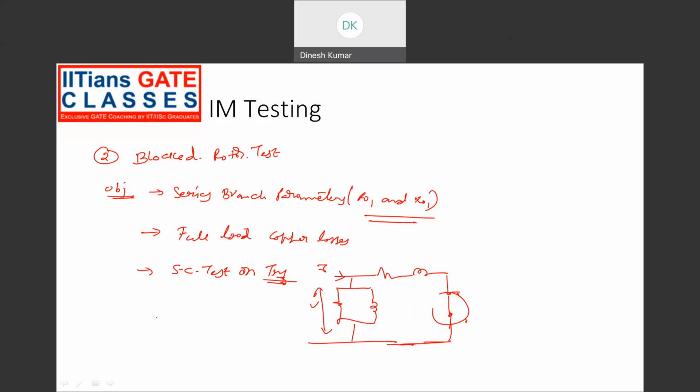Here also two wattmeters are used. So the sum of these two wattmeter readings gives the losses, because we know that input equals output plus loss. Since there is no output, input is nothing but the reading measured by the wattmeter. So that is nothing but loss, which is approximately equal to copper loss at full load.